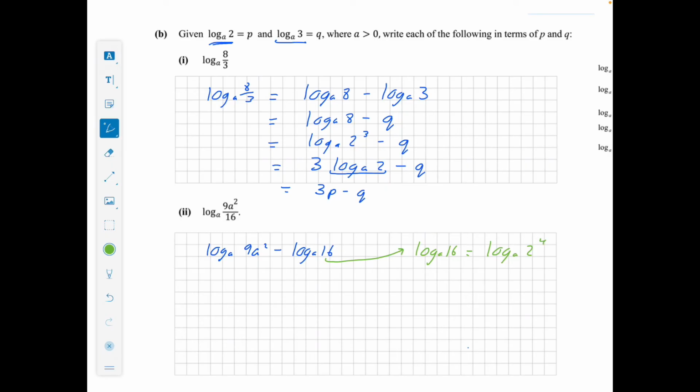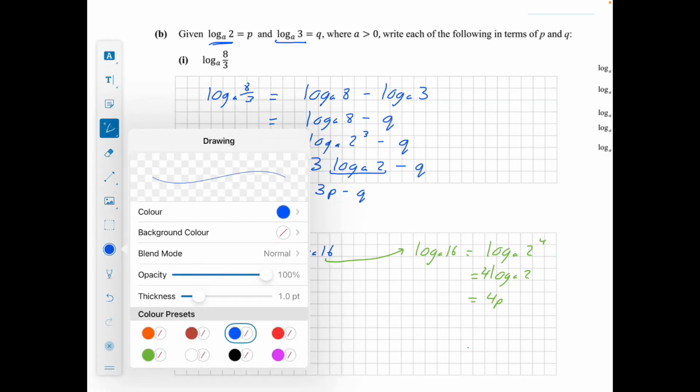I can write that as log to base a of 2 to the power 4. Okay, 2 to the power 4 is 16. And I can bring down that power then, so that'll be log to base a of 2 and the 4 down in front. Log to base a of 2 is p, so that would just equal 4p. So log to base a of 16 is 4p.